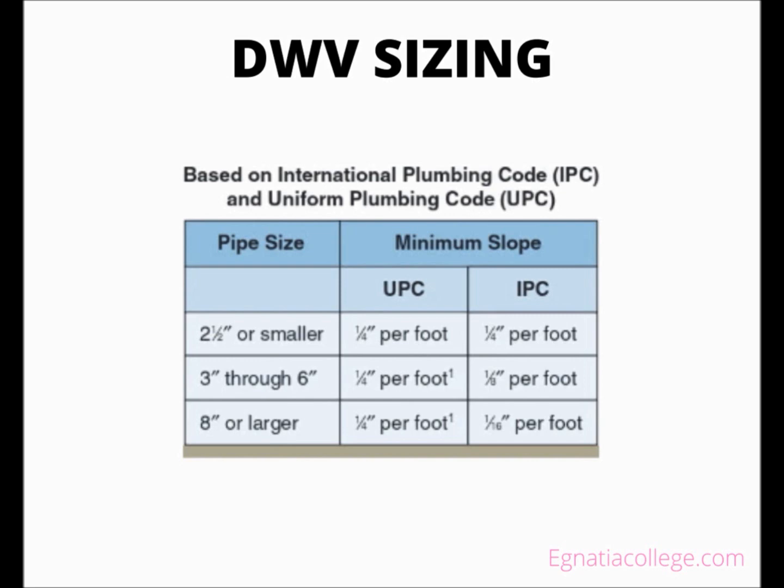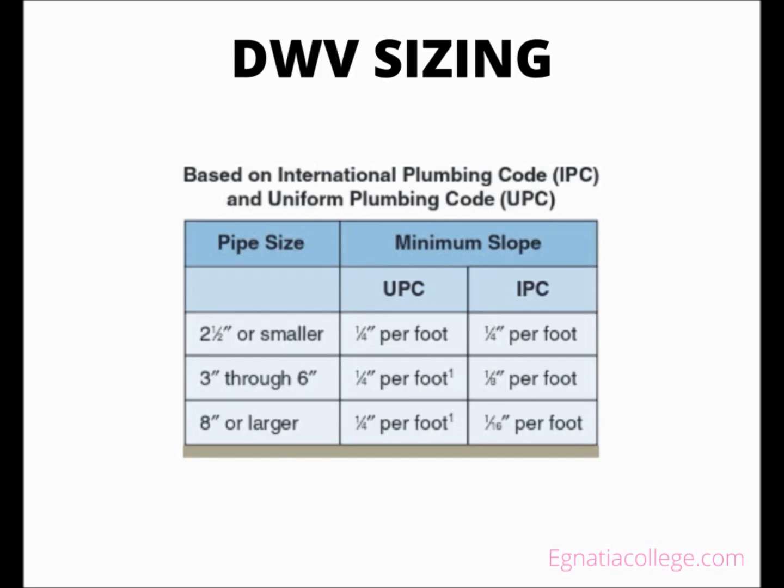Charts in a code book list minimum slope for different pipe sizes, and many charts have options for additional DFUs to be served if more slope than the minimum standard is provided. Note the footnote indicating the UPC allows for a plumber to seek approval to install pipe at 1/8 inch per foot slope on 4 inch and larger.